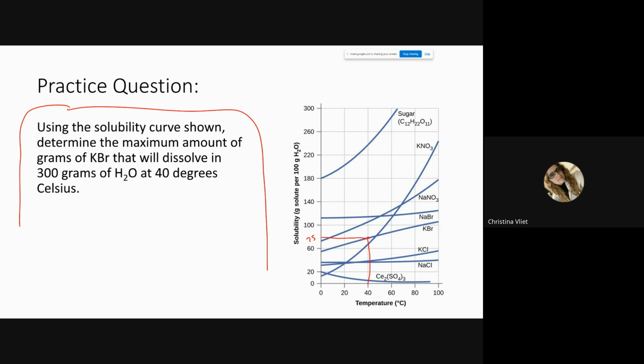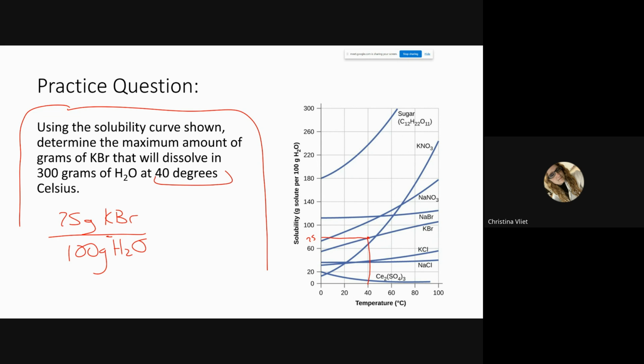So what this says, reading the graph, is that 75 grams of KBr dissolves in 100 grams of H2O at 40 degrees Celsius, at this specific temperature. That's the solubility. Now, is 75 my final answer? No. So here's where you have to understand proportionality. You don't have 100 grams of water. You have 300 grams of water.